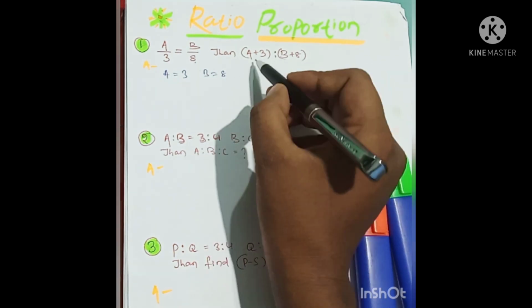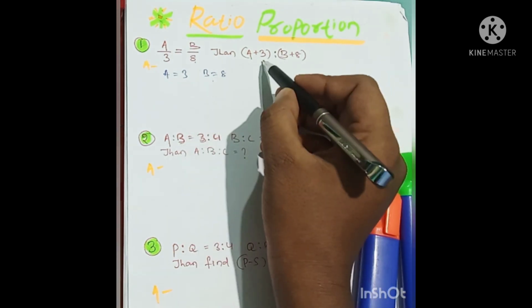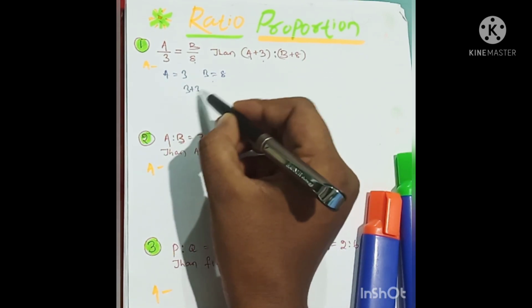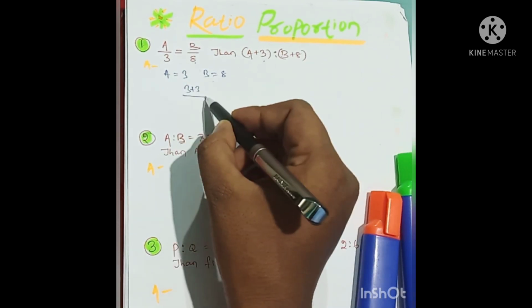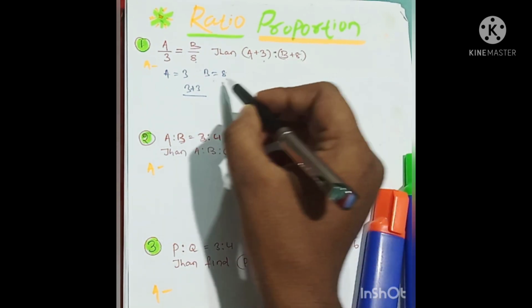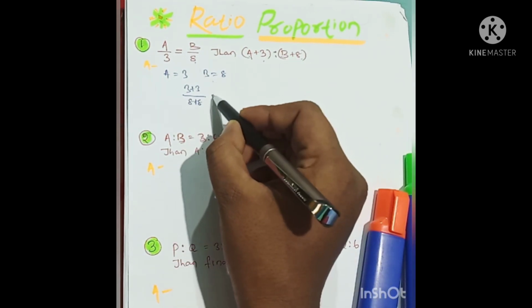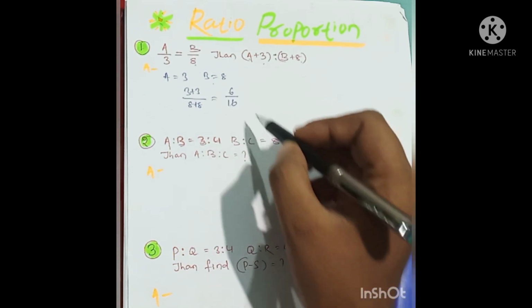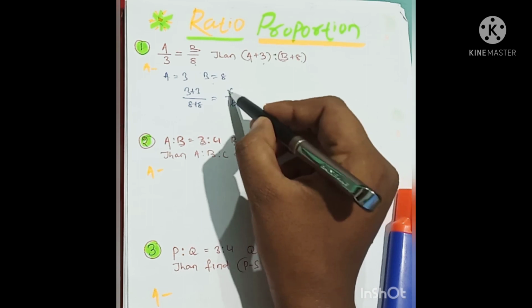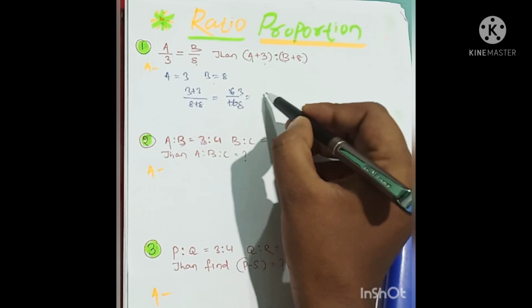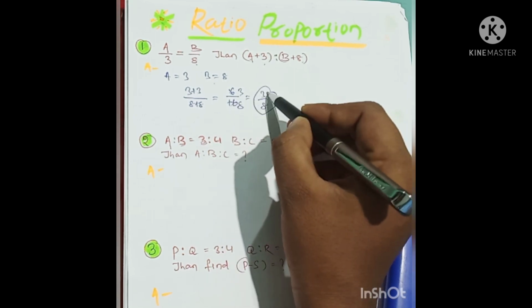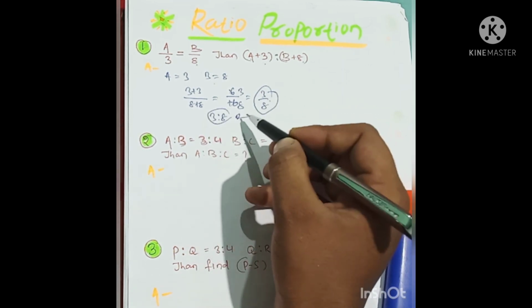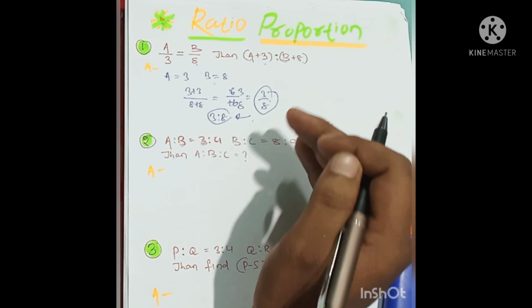Got it? Now simply put these values in the equation. Here a plus 3, that means 3 plus 3. "Is to" means you can say divided. B plus 8, that means 8 plus 8. So the answer here in your copy is 6 divided by 16. If you simplify this, you can write 3 and 8. So the answer is 3 by 8, or you can write 3 is to 8. So this is your right answer. So the first question is already completed.